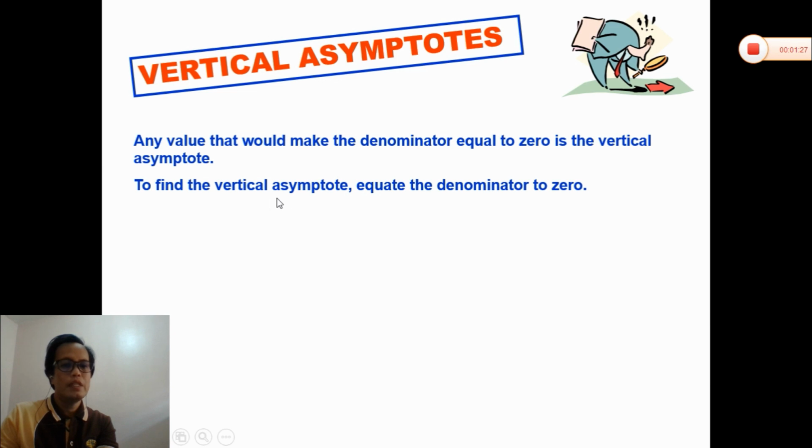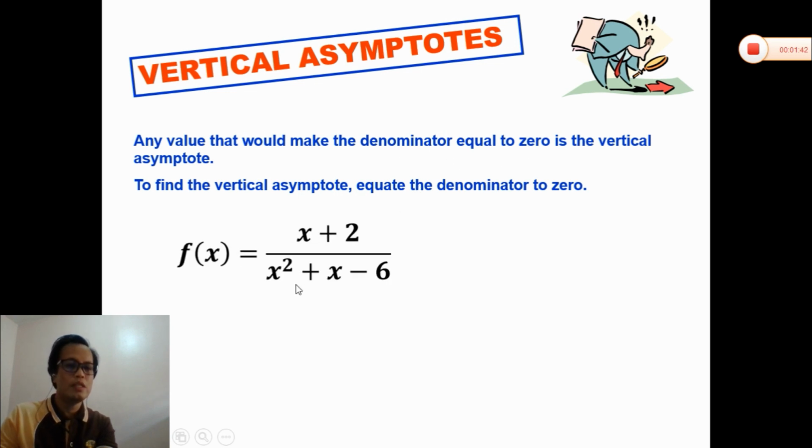And to find the vertical asymptote, we simply equate the denominator to 0. Meaning, we will just focus on the denominator. So the denominator should not be equal to 0. Let's start with this example. f of x is equal to x plus 2 over x squared plus x minus 6. Our denominator for this function is x squared plus x minus 6. Remember, this is a trinomial and this is factorable.